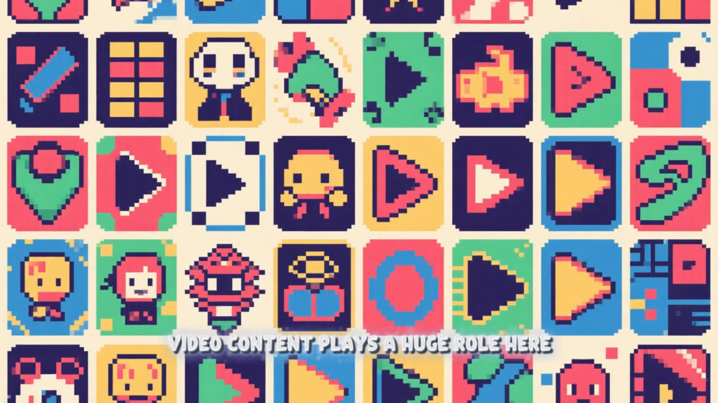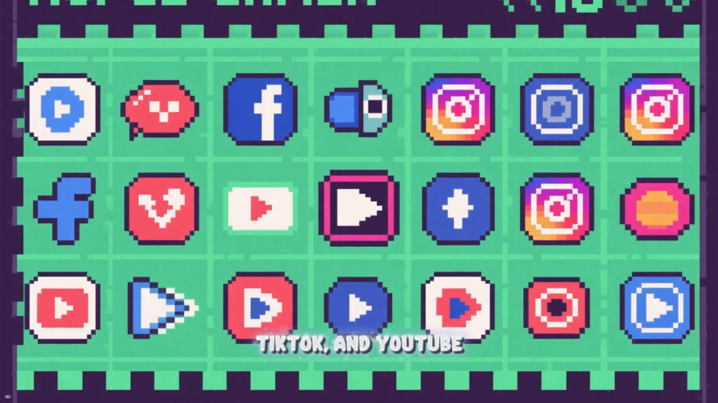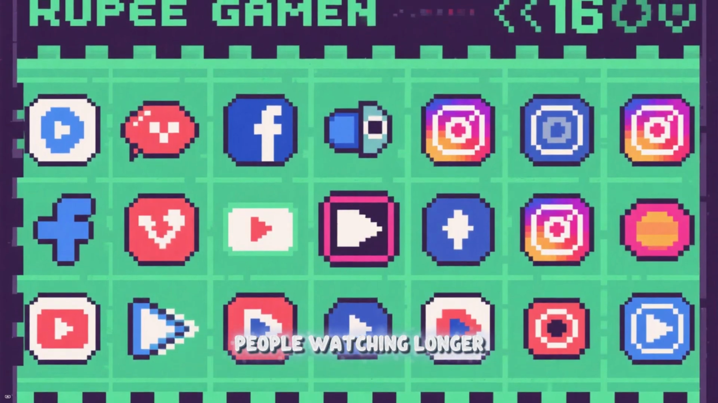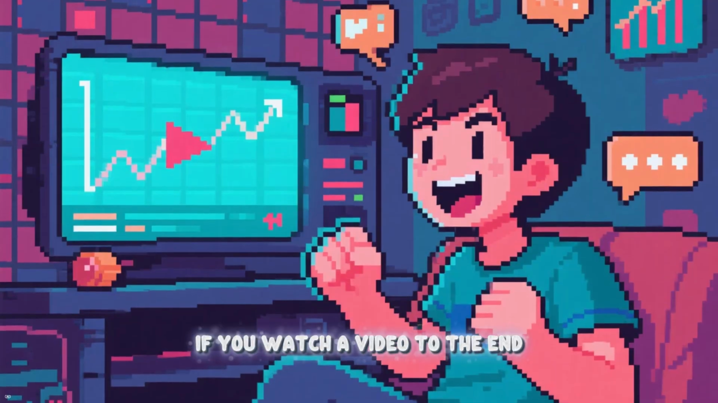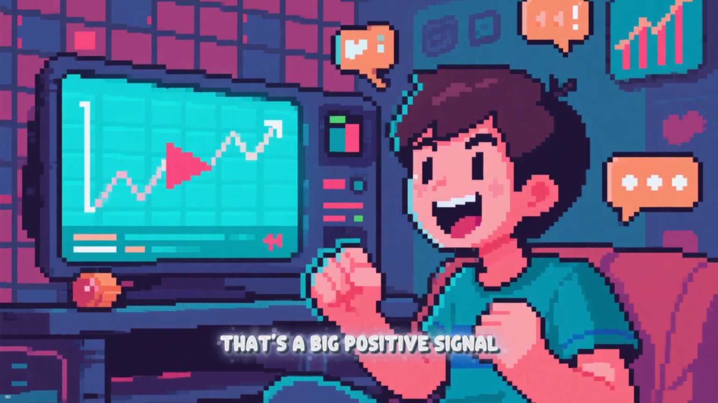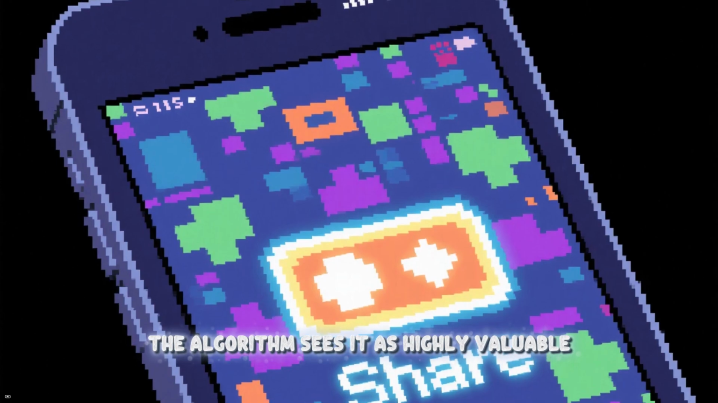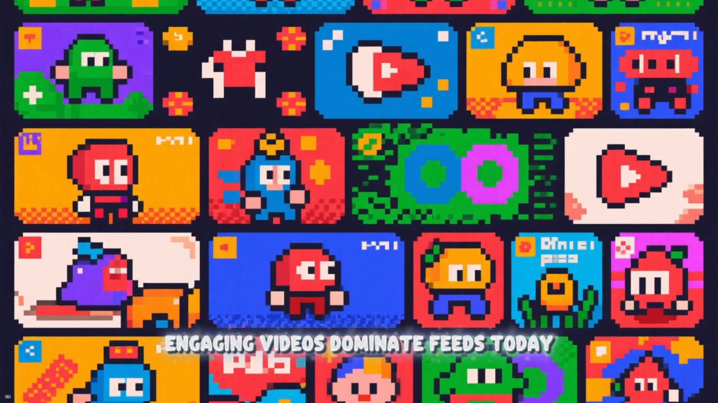Video content plays a huge role here. Platforms like Instagram, TikTok, and YouTube prioritize videos because it keeps people watching longer. Watch time is one of the strongest signals an algorithm uses. If you watch a video to the end, that's a big positive signal. If you share it, the algorithm sees it as highly valuable. This is why short, engaging videos dominate feeds today.